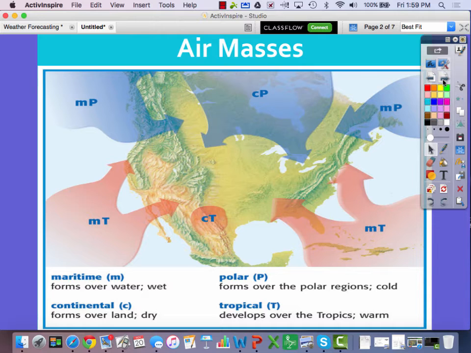So we put them together. You can have maritime polar. That means it was formed over the water near the polar regions. Or you can have continental polar, where it's formed over the continents in a polar region. You can have maritime tropical. It's formed over the water in tropical regions near the equator. Or continental tropical, and it's formed over land in warmer places.